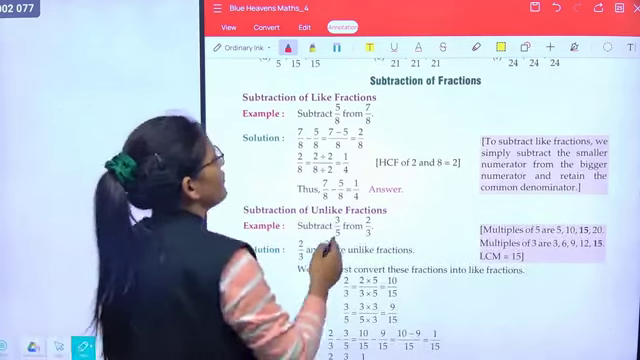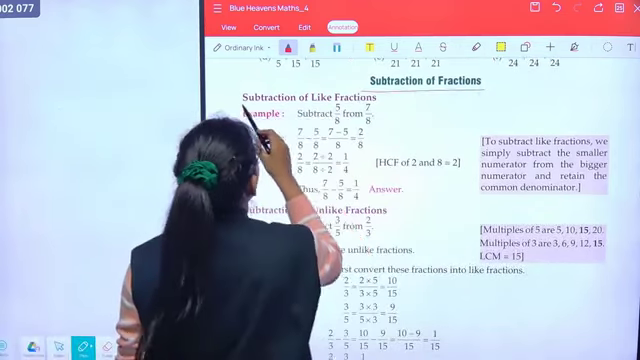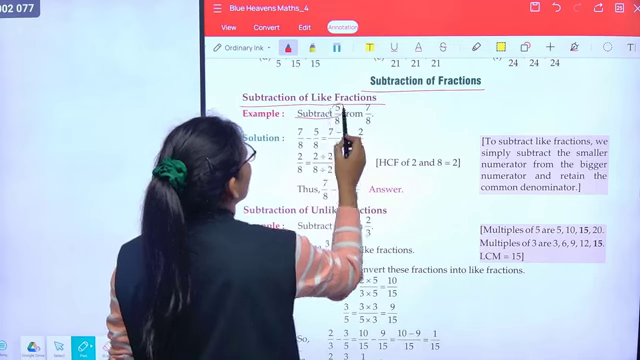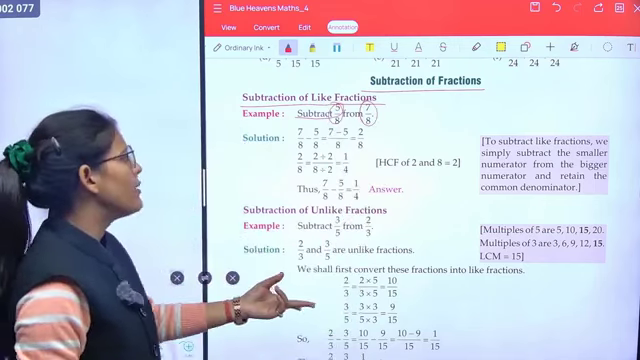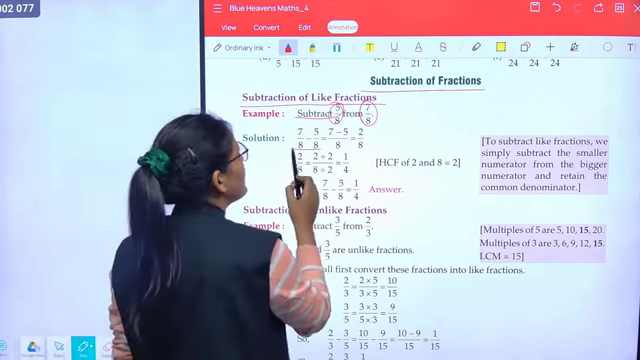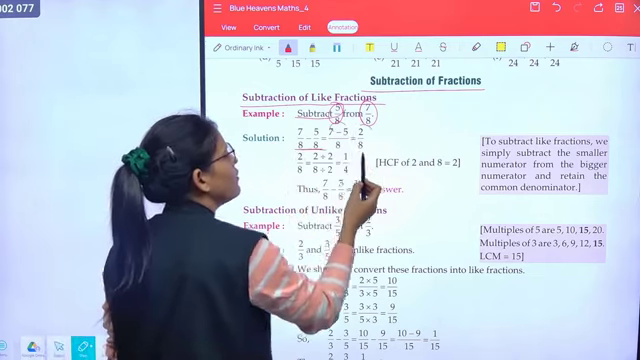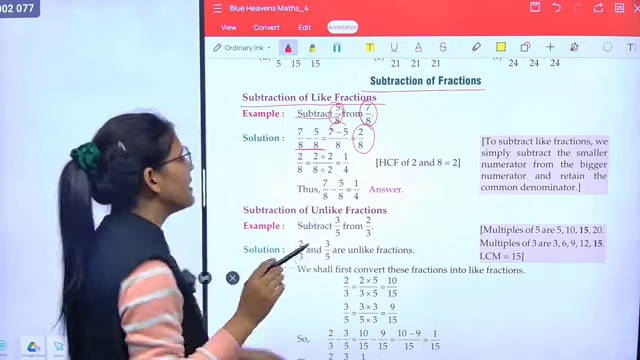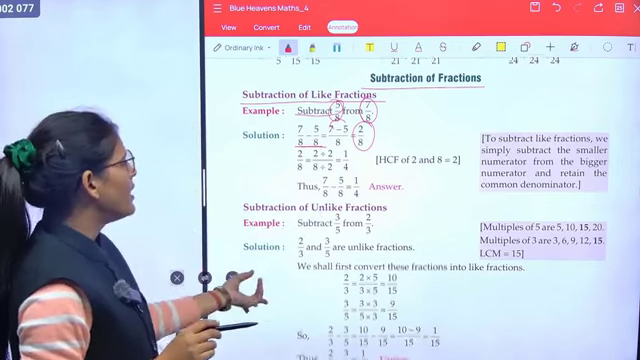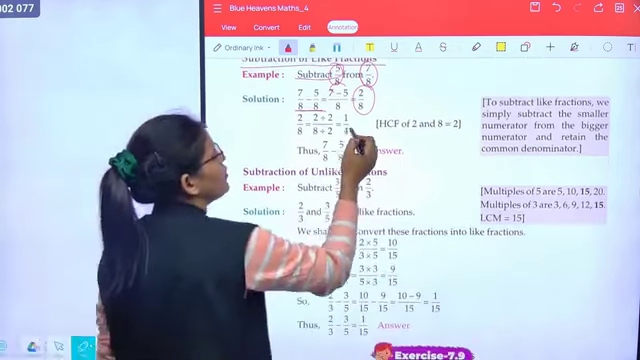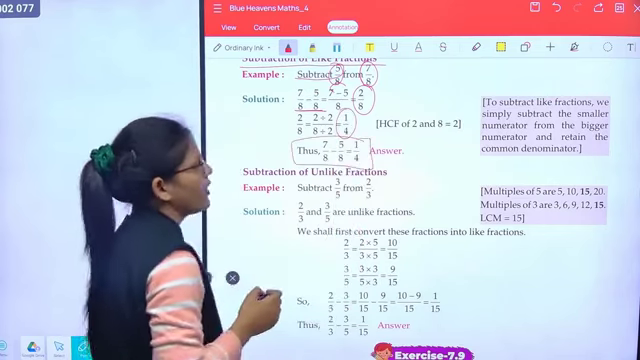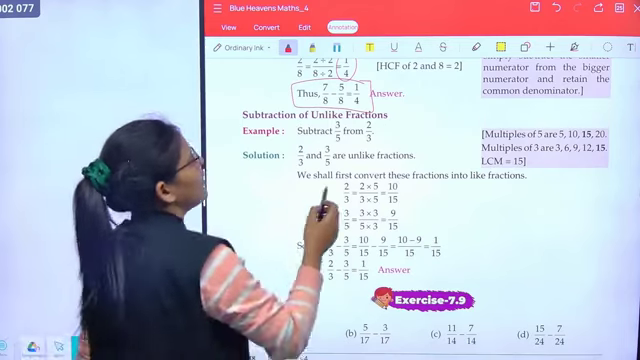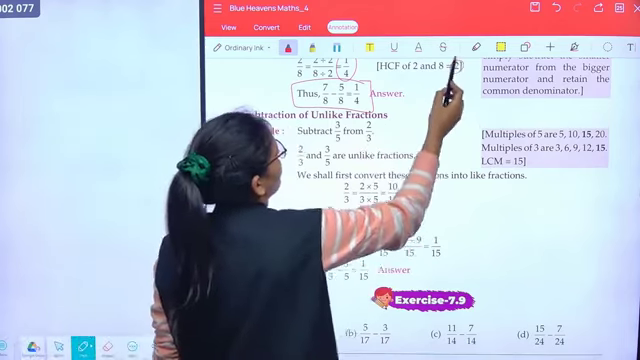Now subtraction of fractions, subtraction of like fractions. Subtract 5/8 from 7/8. अब हम क्या करेंगे? इनका डिनोमिनेटर सेम है, so 7 minus 5, 2/8. बट ये इसके लोएस्ट फॉर्म नहीं है, so 2 1s are 2, 2 2s are 4. So this is the answer. Okay. Now जो 8 और 2 इनका एचसीएफ है.